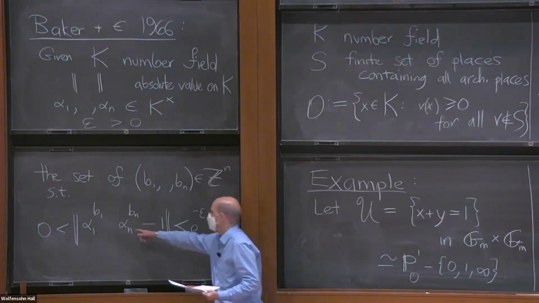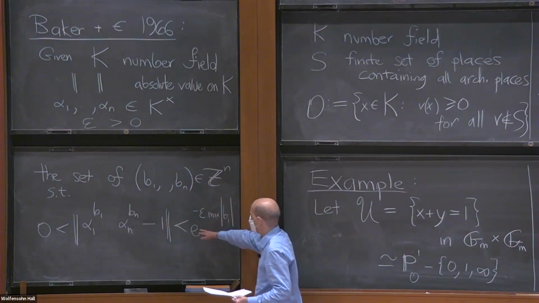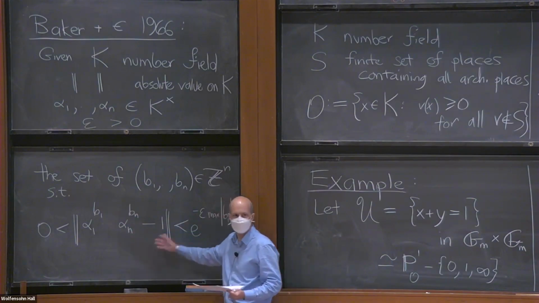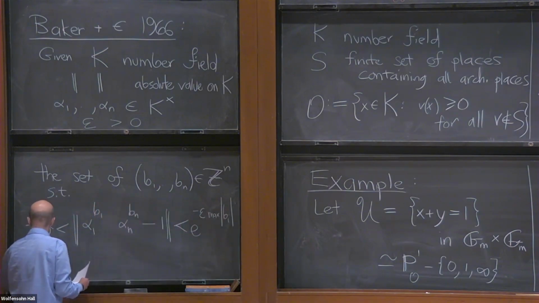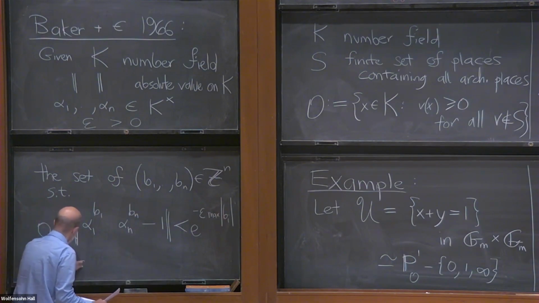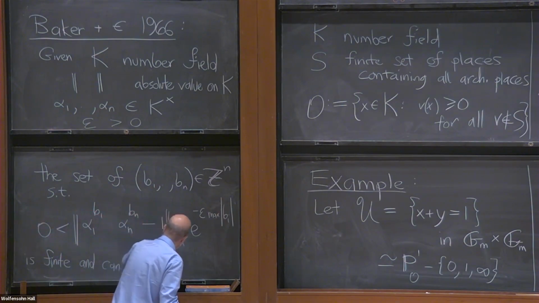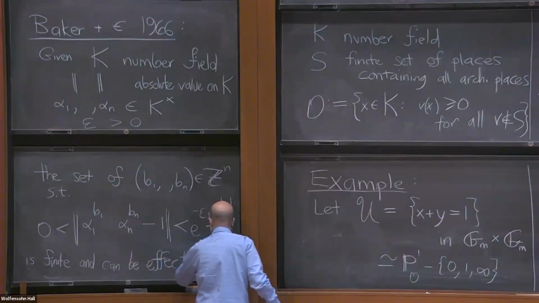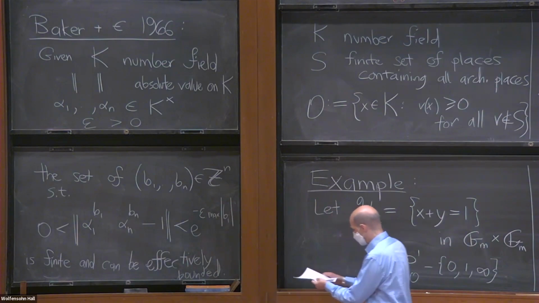So, of course, you can make this small enough if you were allowed to choose integers larger and larger. But it's saying that this cannot be exponentially small very often. So the statement is that this set of solutions is finite, and in an effective way. So it can be effectively bounded. There's some formula that gives you an upper bound in terms of all the input data. Okay, so that's the statement.